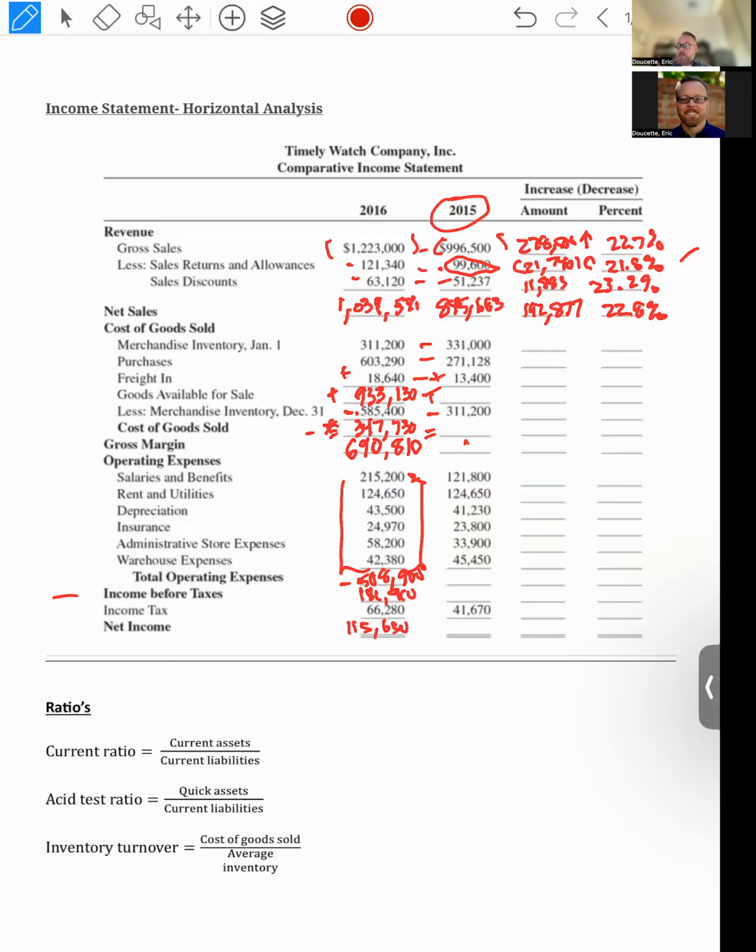$115,630 left. Now, again, you can do that all the way down on this other column and then find the difference, divide the difference by the original, and that'll give you your percentage. So that's what we call the vertical and horizontal analysis of an income statement and of a balance sheet.